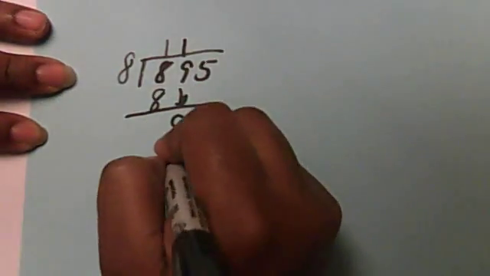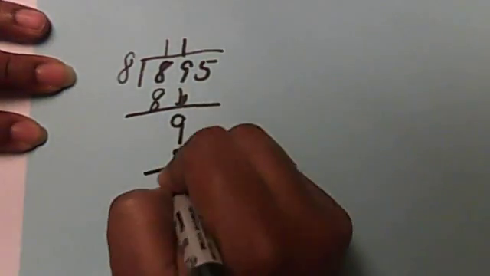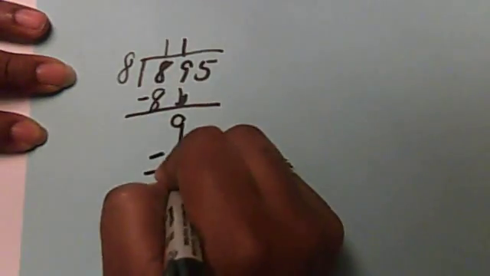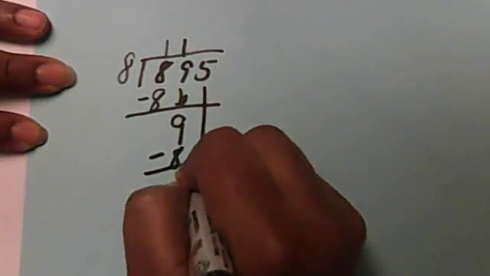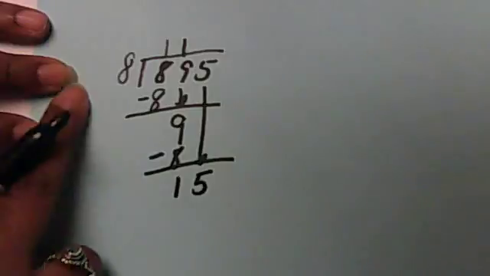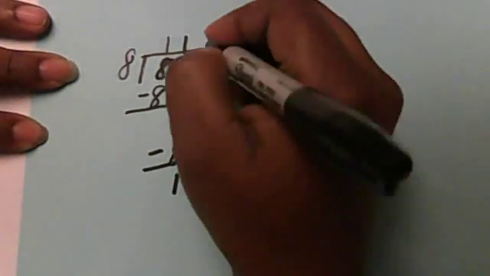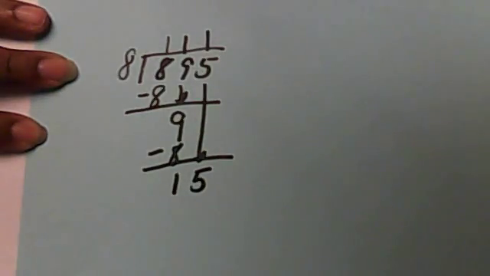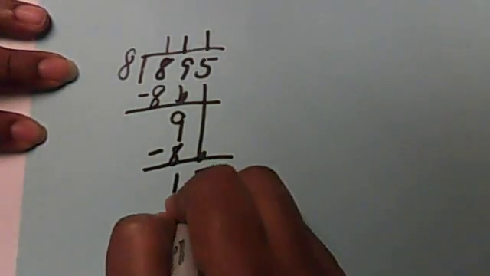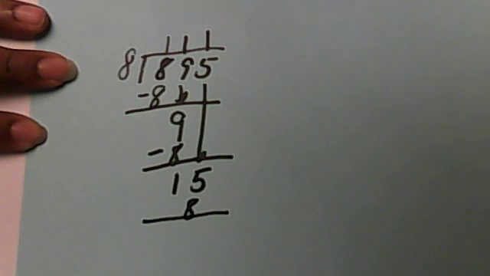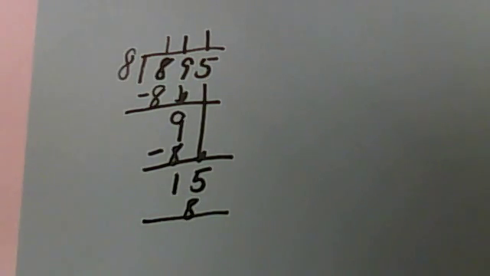1 times 8 is 8. You subtract. Bring down the 5. You have 15. How many times is 8 going into 15 without going over? Another 1, because 8 times 2 is 16, so that would be too much. So another 8, and then you subtract, and you get your final remainder.